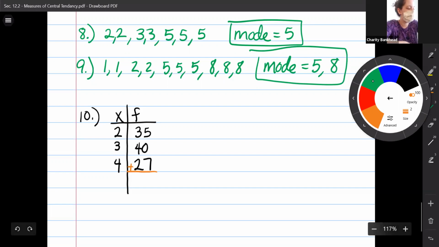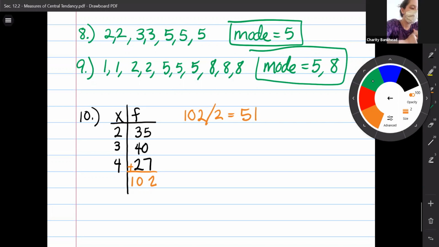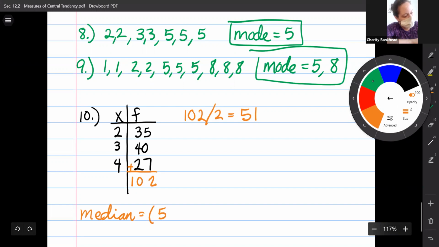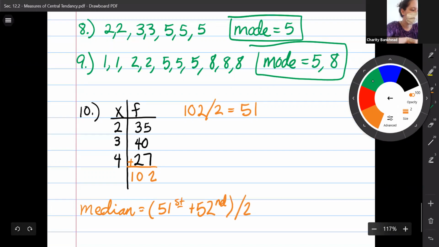All right. So let's add these up. So that'd be 102, right? Okay, so there's 102. Let's say then 102 divided by 2 equals 51. So that means there's going to be 51 numbers on either side. So I need to average item number 51 and 52 to get my median. So my median is going to equal the average of the 51st and 52nd numbers on the list.